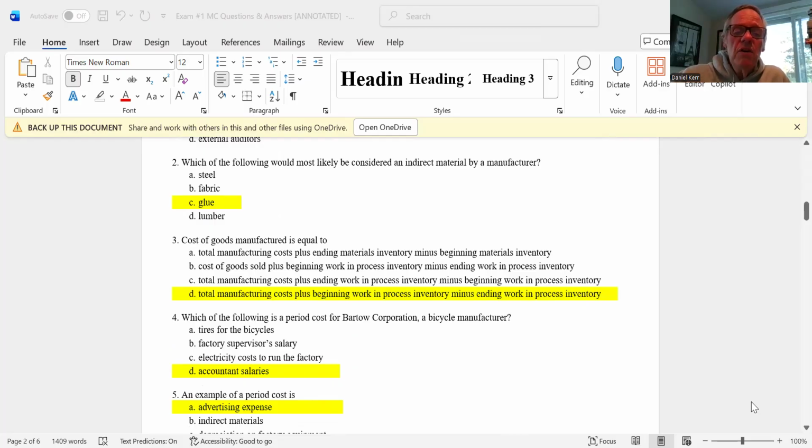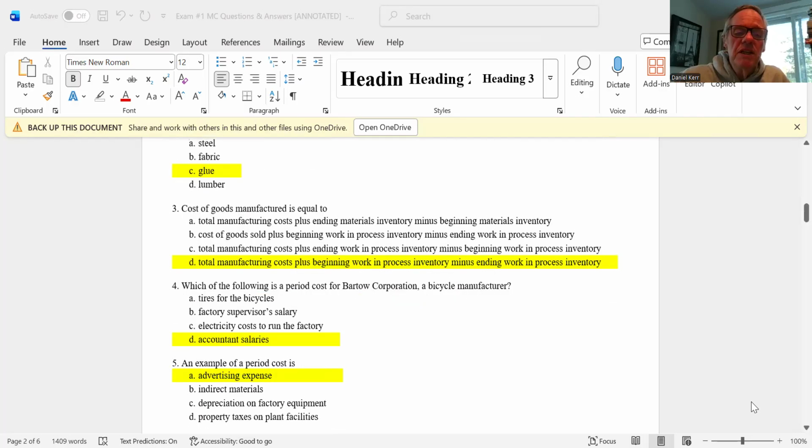Which of the following is a period cost for Bartow Corporation, a bicycle manufacturer? Period costs are those costs that do not become part of the cost of the product. So tires for the bicycles, factory supervisor's salary, and indirect electricity costs to run the factory are all factory overhead. Accountant salaries are important, but they're not part of the cost of manufacturing the product. They're not materials, labor, or overhead. So those would be considered a period cost. So D is the best answer here.